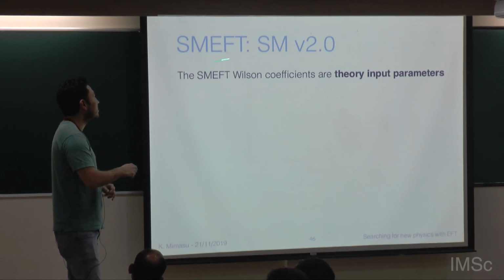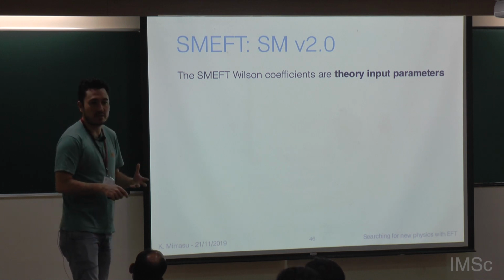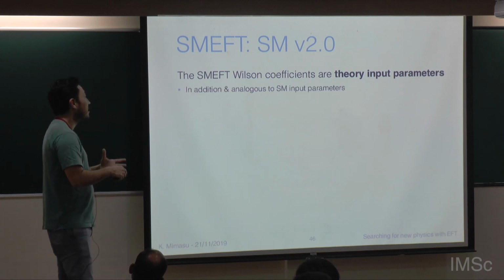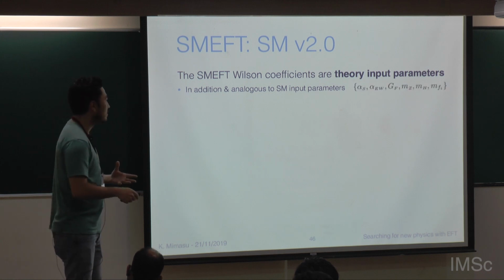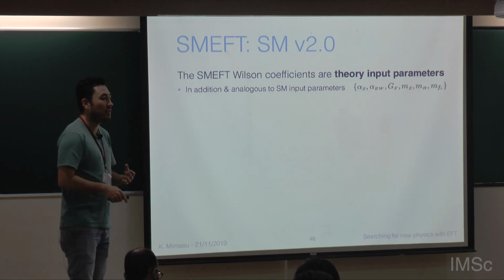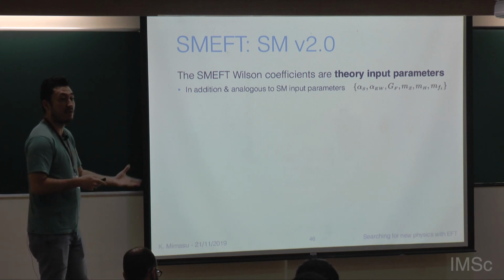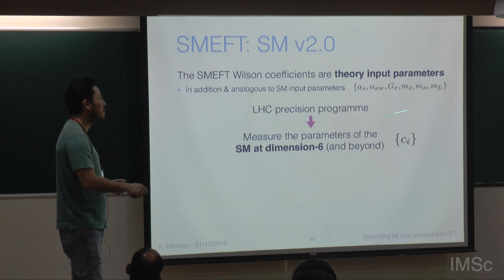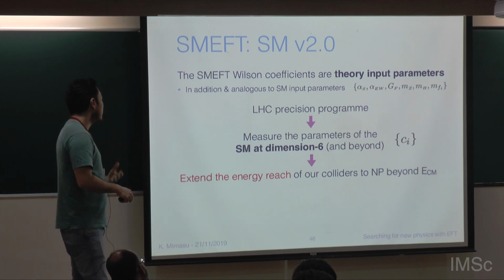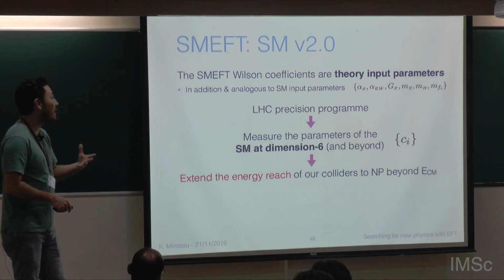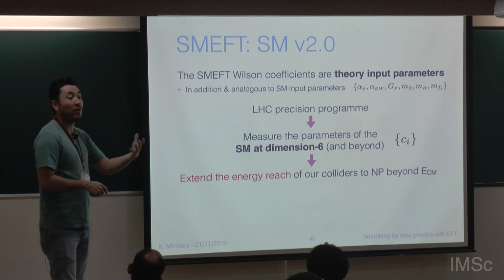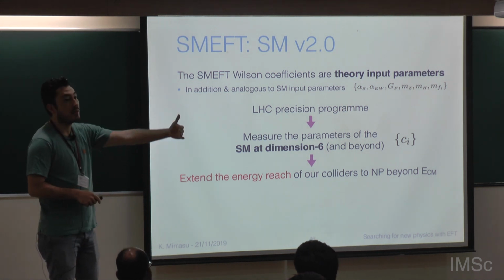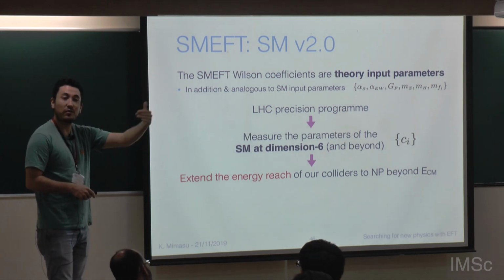So as far as the SMEFT is concerned, the Wilson coefficients are really theory input parameters of the theory. Okay. So they're analogous to the input parameters in the standard model, which in the end are well known, alpha strong, alpha electroweak, and so on. Wilson coefficients are equally unknown and need to be determined from data. And so the idea is that this precision program of the LHC will allow us to measure these parameters, these Wilson coefficients, at dimension 6 and perhaps beyond. And the practical upshot is that you're extending the energy reach of your collider to new physics beyond this nominal energy, because in principle these new states have to live slightly beyond your available energy in order for the EFT to work.